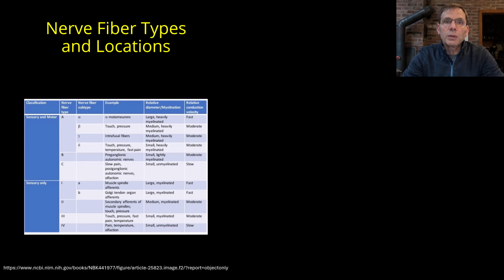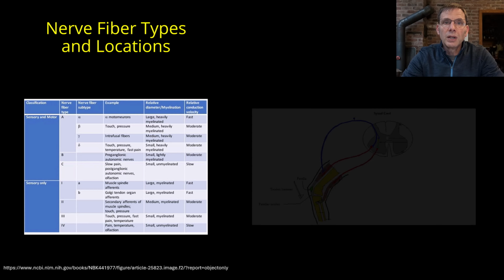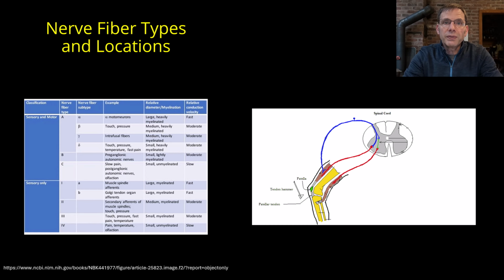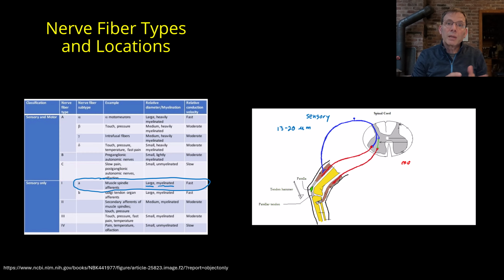This chart shows the different classifications of neurons and where you can find them. When we look at the stretch reflex, or the knee jerk that I showed at the beginning, the afferent neuron has a large diameter axon with lots of myelin. The motor neuron also has a really fat axon that's myelinated. Action potentials travel really quickly along both axons, up to 120 meters per second.